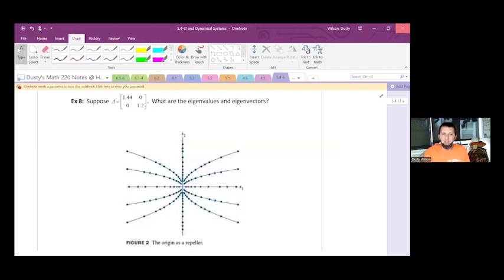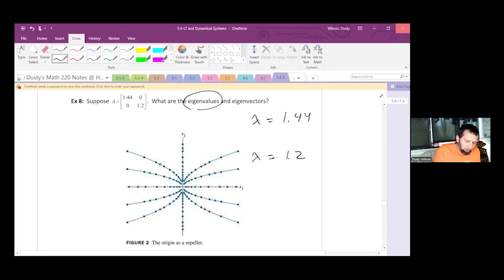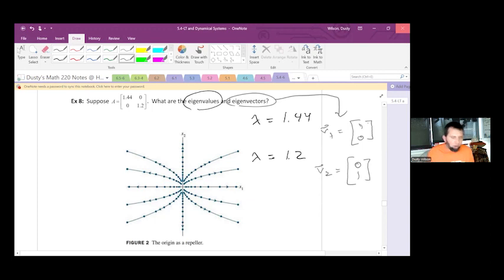Example 8. Suppose A is [1.44, 0; 0, 1.2]. What are the eigenvalues and the eigenvectors? So let's start by finding those eigenvalues. The eigenvalues we can read straight off the diagonal. They would be lambda equals 1.44 and lambda equals 1.2. And those are going to have corresponding eigenvectors of V1 equal to (1, 0) and V2 equal to (0, 1). The reason we know, again, that our eigenvectors are so nice is because we started with a diagonal matrix, and so things work out really smoothly for us.